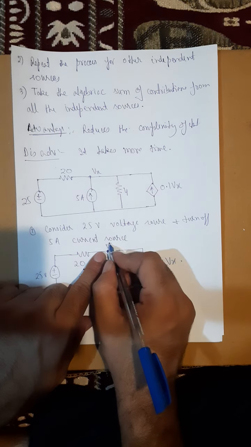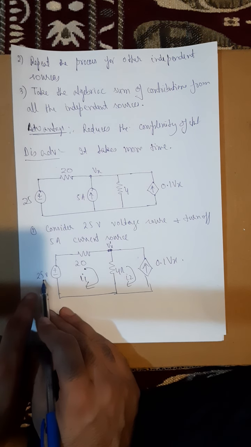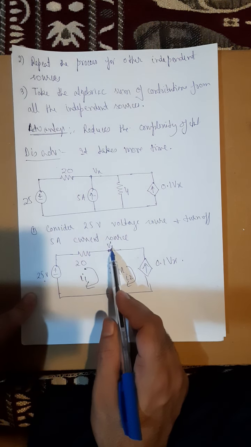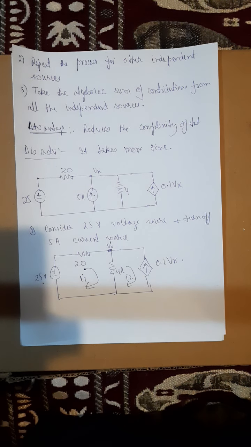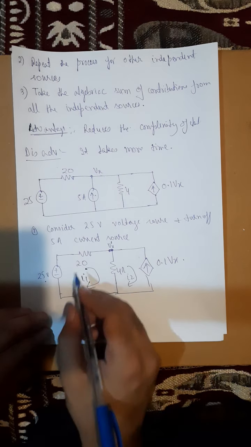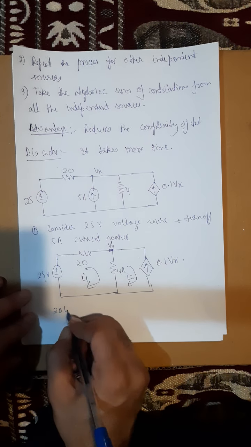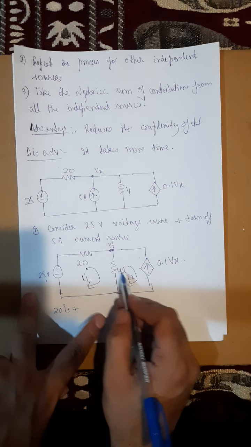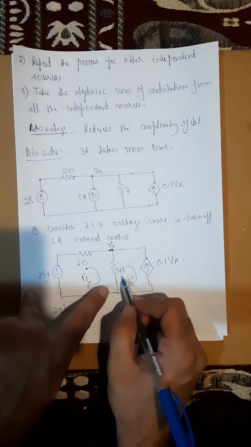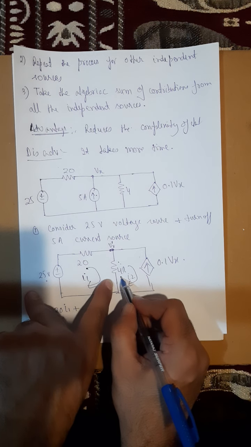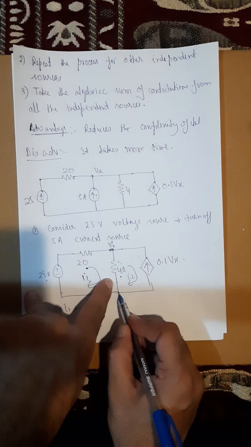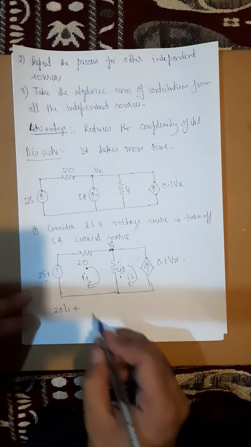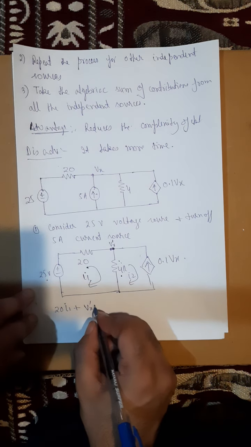Instead of Vx, I will use Vx dash, because I am considering only this source. Vx was when we were considering both the sources. Now if I apply KVL in this loop, it gives 20 I1 plus 4 times I1 minus I2, which is the drop in this 4 ohm resistor. This 4 ohm resistor is connected between a non-reference node and the reference node, so the voltage drop across it equals the voltage of this node. So I can write Vx dash equal to 25.